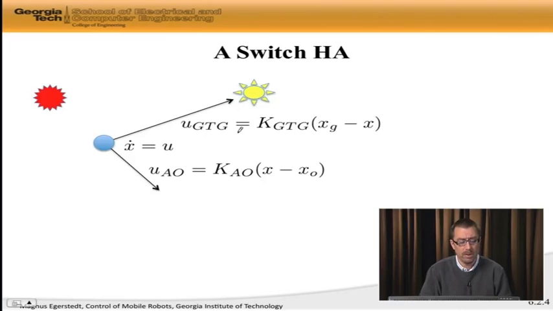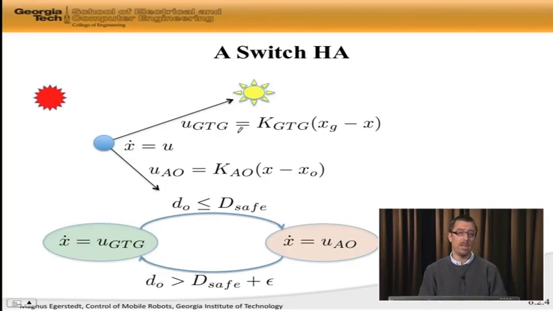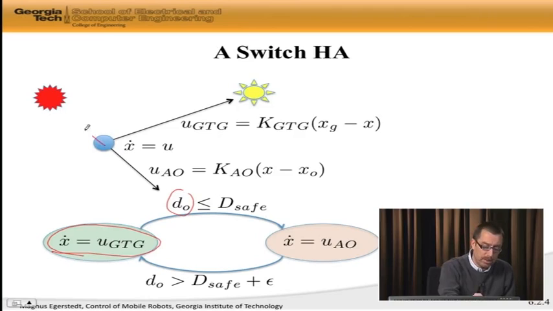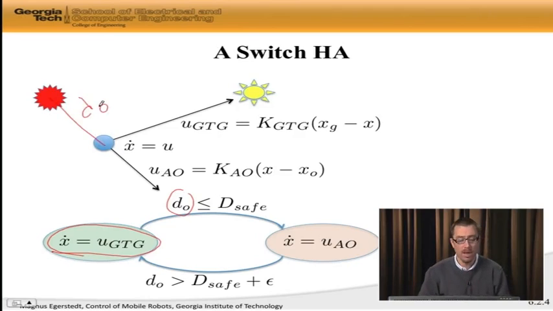And we're also using the avoid obstacle controller that's simply pushing us away from the obstacle. So this is actually an unstable controller that's driving us straight away from the obstacle point. So let's say that we have these two behaviors. Then here would be a hybrid automaton that switches between these two behaviors. So the robot is going towards the goal until the distance to the obstacle, so this distance here, dO, is less than or equal to some critical safety distance. So when we're too close to the obstacle, we switch.